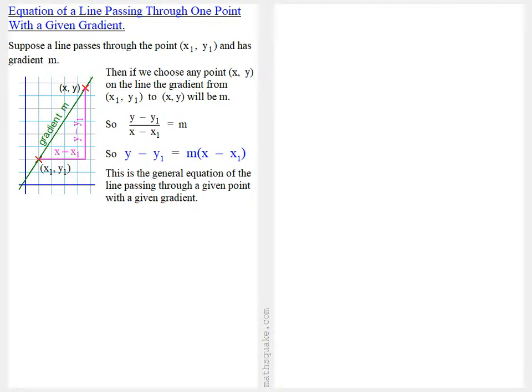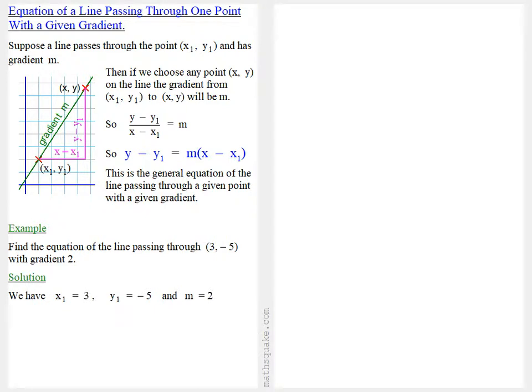Find the equation of a line passing through 3, minus 5 with gradient 2. Now to solve this, we have x1 is equal to 3, y1 is equal to minus 5, and m is equal to 2. So we just substitute those numbers in our formula, y minus y1 equals m into x minus x1. And that gives us y take away minus 5 equals 2 into x take away 3. Now take away minus is plus, so y plus 5 equals 2x minus 6, and if we subtract 5 from both sides, we get the line is y equals 2x minus 11.